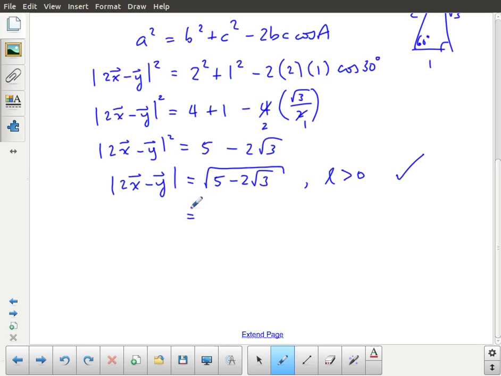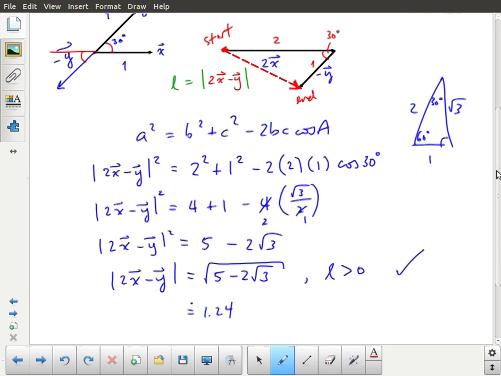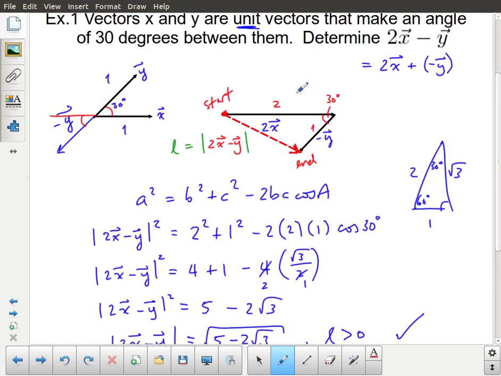And you might also, depending on the situation, write that as an approximate value, which is 1.24. Now that's the first part. The next thing we need to do is look at how we describe this vector 2x minus y, because we have an existing vector x, and we have this vector y or negative y.